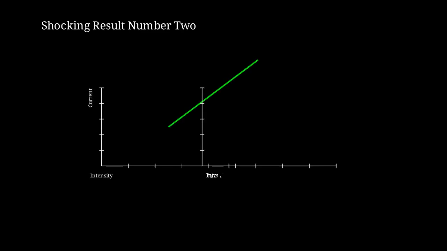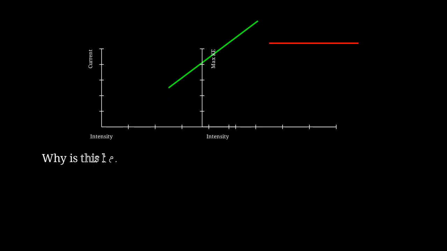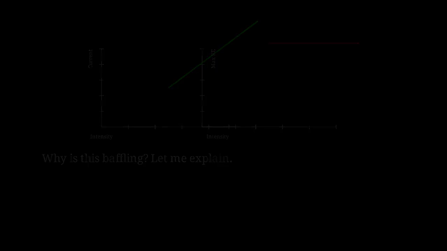Left graph. Current increases linearly with intensity. Right graph. Maximum kinetic energy stays constant regardless of intensity. This is absolutely baffling from a wave perspective. Think about it. If light is a wave washing over the metal surface, more intense light means more energy per second. Electrons should absorb this energy and come out faster. But they don't.